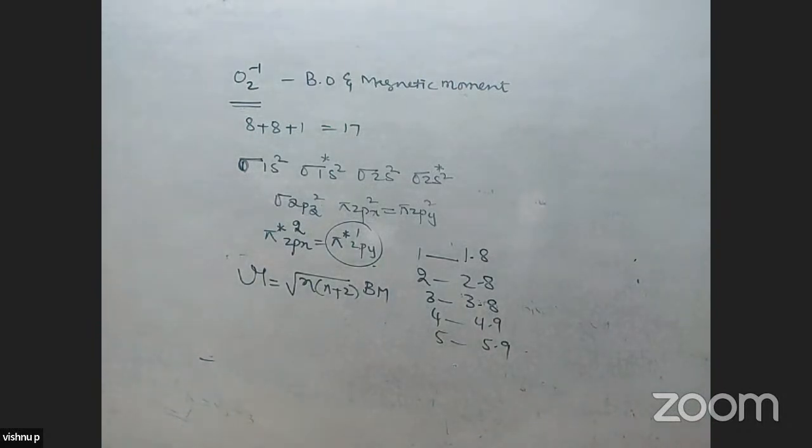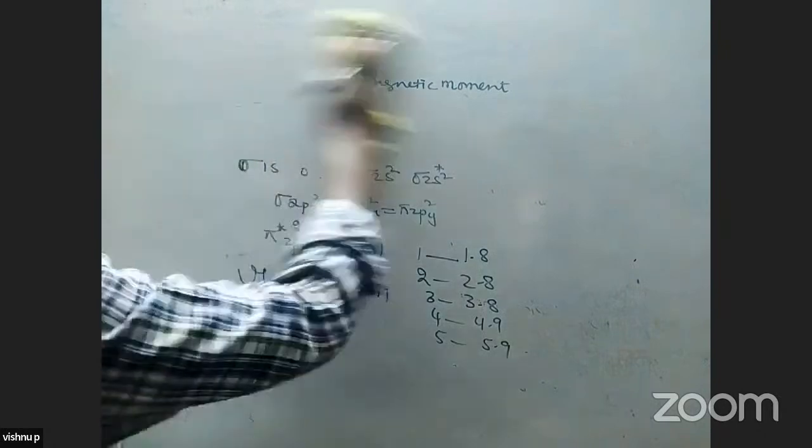So this is the way to find out magnetic moment and whether it is paramagnetic or diamagnetic. These are a few important questions in chemical bonding. And the next concept after chemical bonding, we'll start with polymers. Next important concept is polymers.